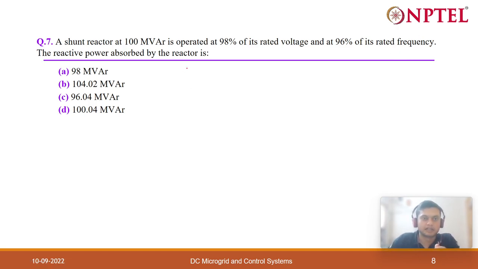I will just give you a hint and you can try it in parallel with me. You can write Q, the reactive power absorbed by the reactor, as the voltage across the reactor, V squared, divided by XL. You can further write it as V squared over 2 pi F L.